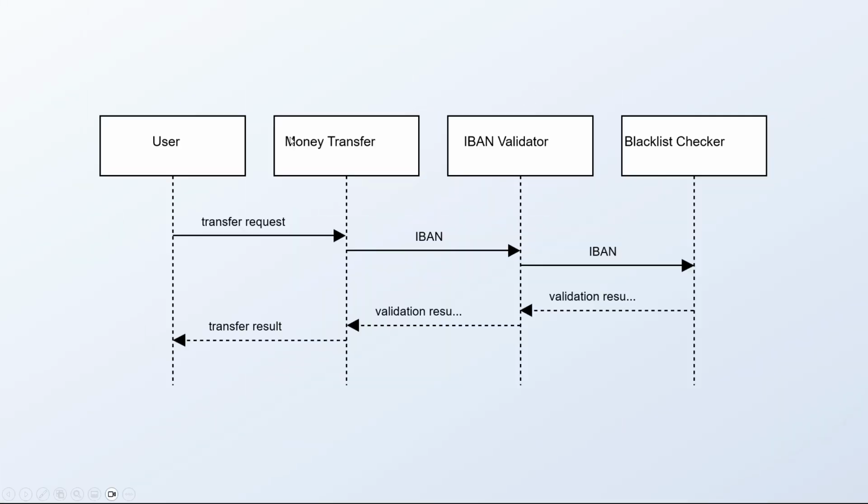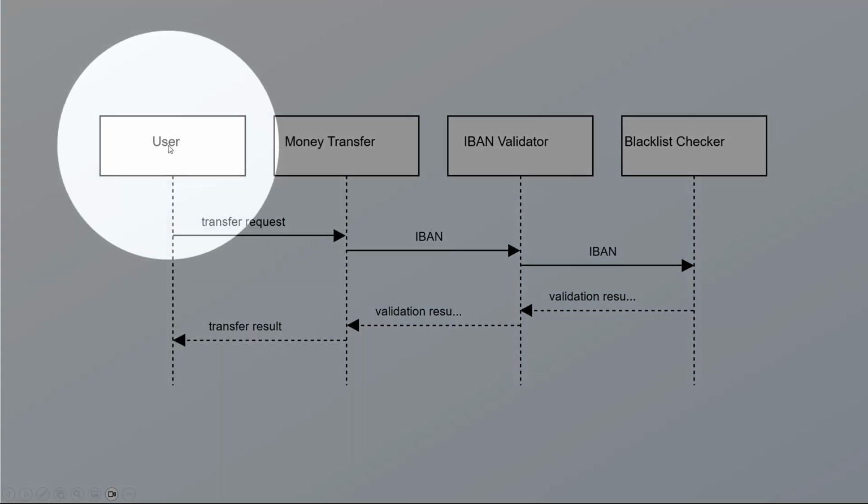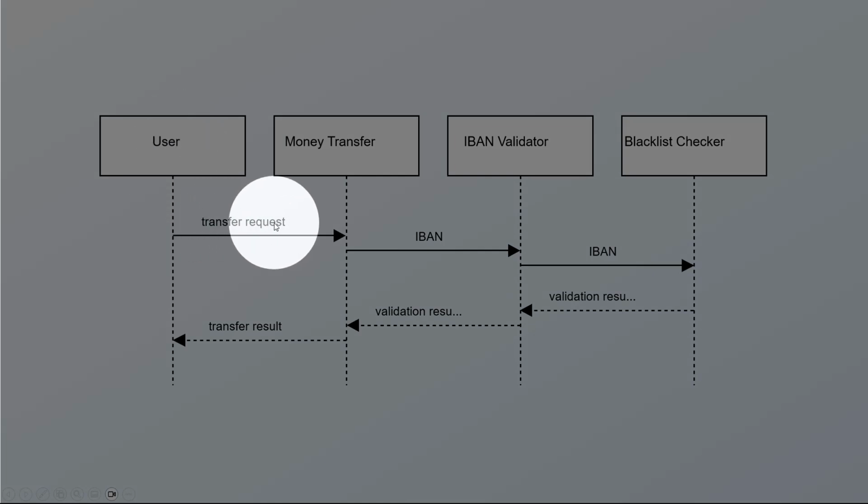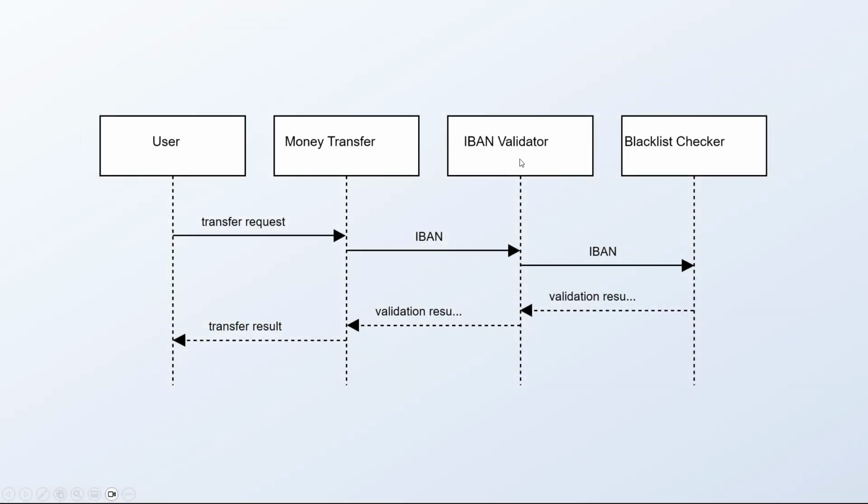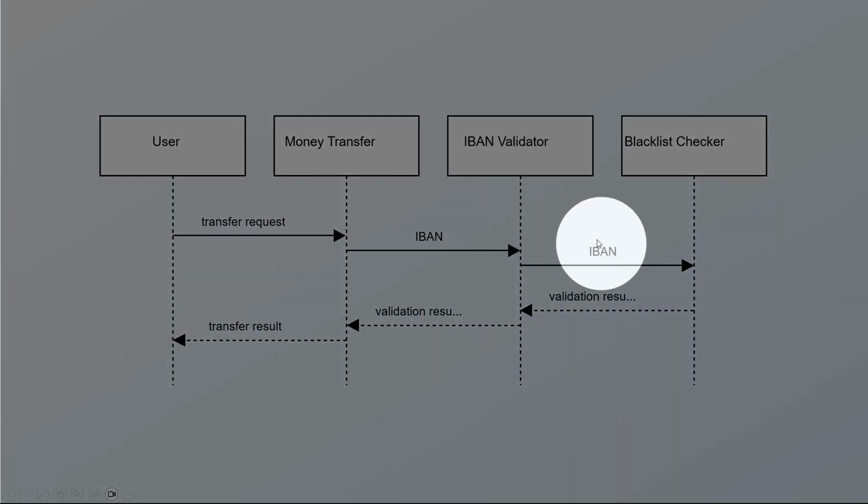So let's take a look at a concrete example that is also provided via GitHub. There we have a user that is sending a transfer request to some money transfer component. This money transfer component then sends the IBAN to an IBAN validator that ensures that the IBAN has a valid format, and forwards this IBAN to the blacklist checker that ensures that the target IBAN is not on the blacklist and thus the actual transfer is allowed.